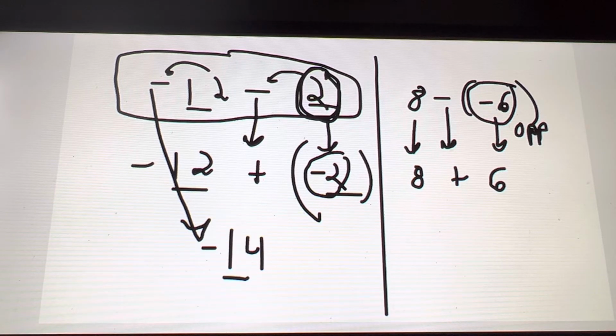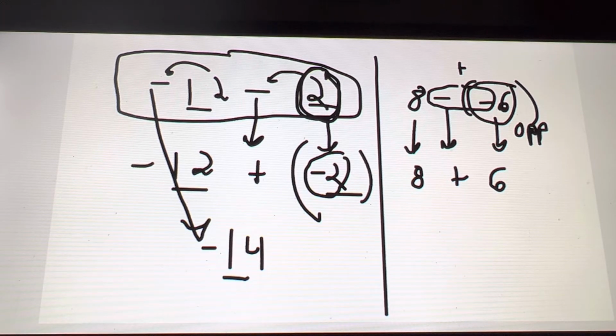So subtracting a number is the same as adding its opposite. Or the shortcut is anytime you get a double negative like this, that switches to plus. So you'll just hear me call this, oh, that's a double negative. 8 plus 6 is what we get.